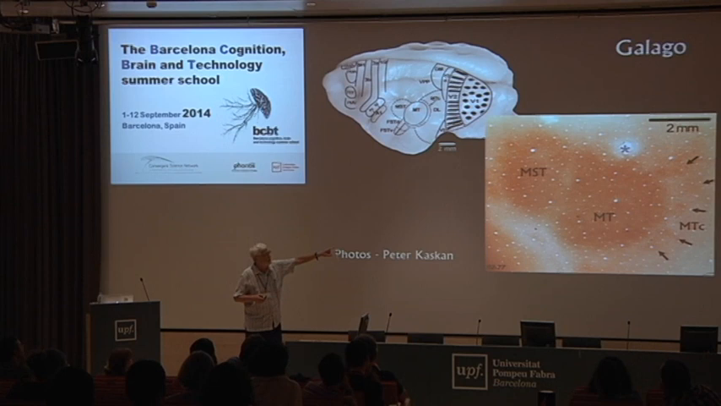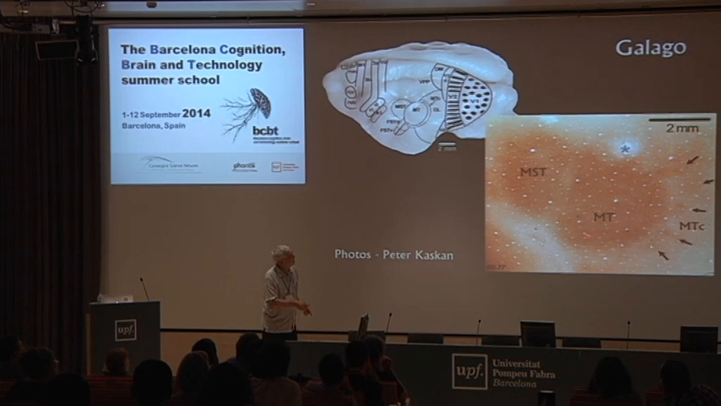So this means these are areas that are more active than the surrounding. So there's a functional connection. One is the middle temporal area right here. Another one is the middle superior temporal region. And then there's another area that we call MTC, for crescent.